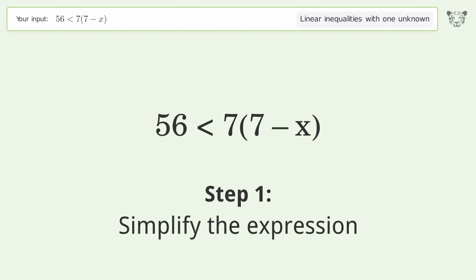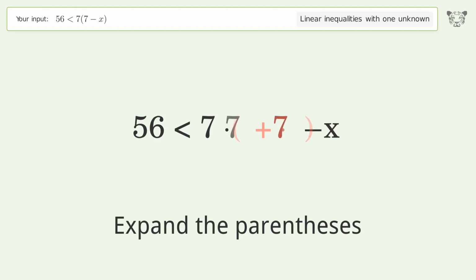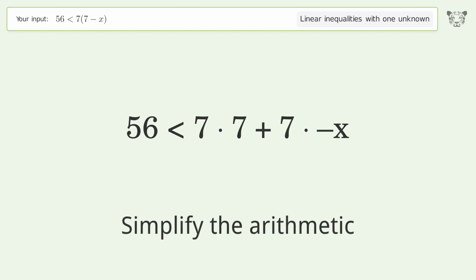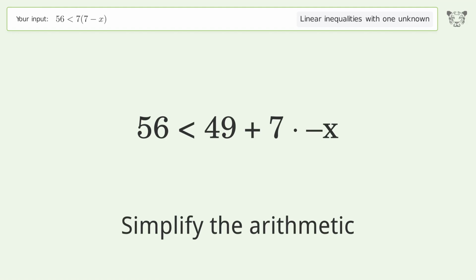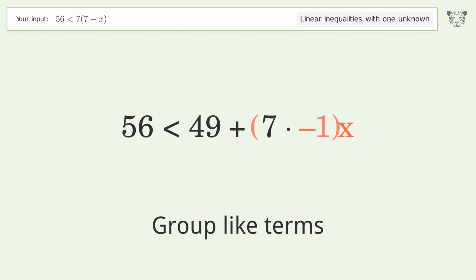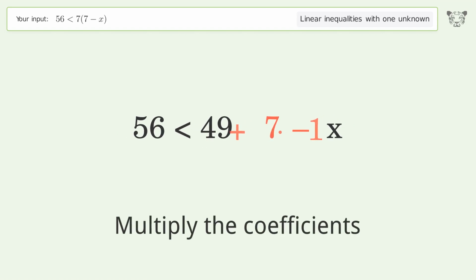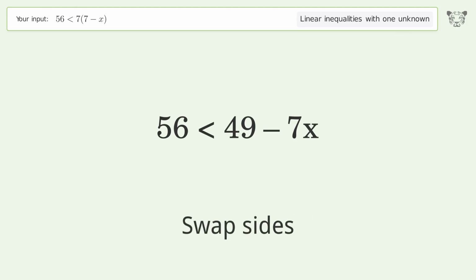Simplify the expression. Expand the parentheses. Simplify the arithmetic. Group like terms. Multiply the coefficients. Swap sides.